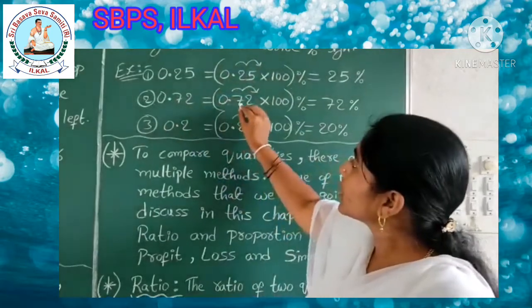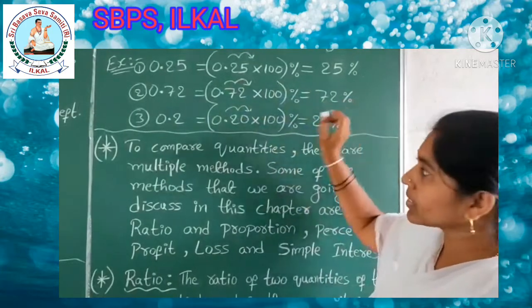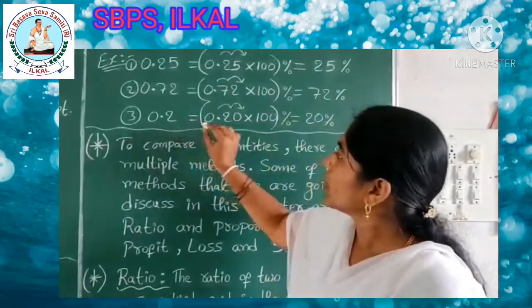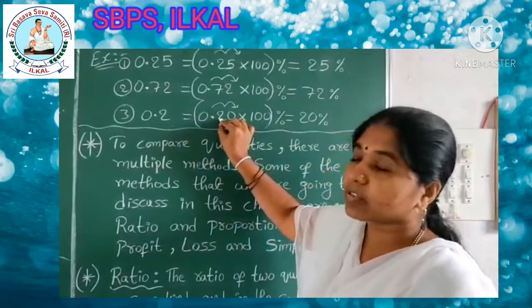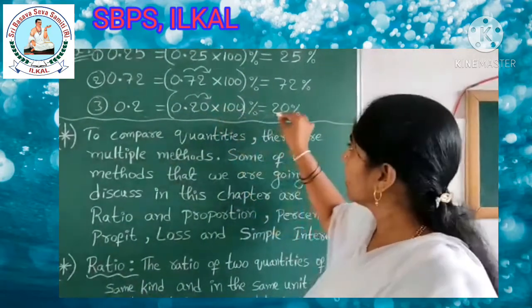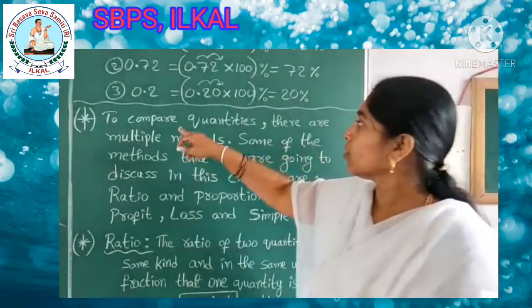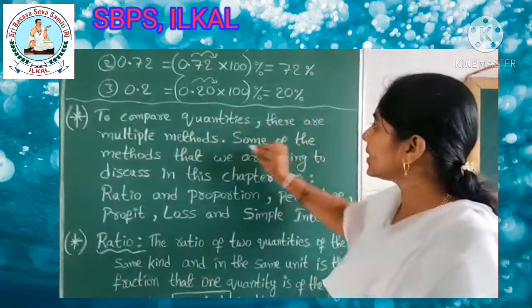0.72 is equal to 0.72 into 100. 2 places if you shift, it will become 72%. 0.2, only one decimal place we have, children, another I have considered to shift 2 places easily. It became 20%. Okay.